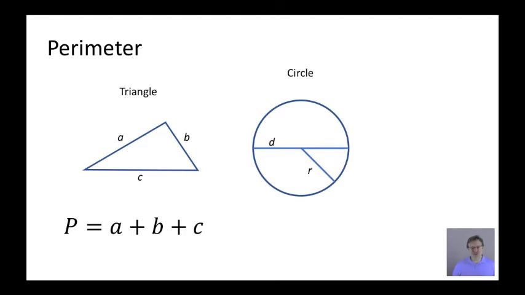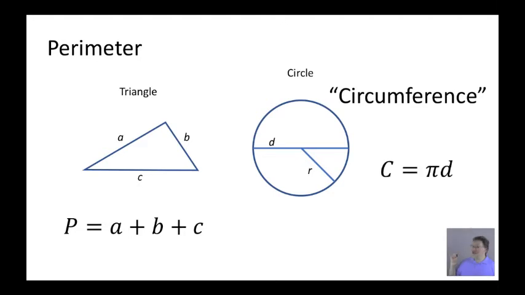We have a special term for perimeter of a circle. We use the term, not perimeter, we use the term circumference. And you might be aware from some popular discussions of this, but there are 2 ways in which we can calculate the circumference of a circle. The first is by taking the diameter of the circle, that's the distance across the circle going through the center, and simply multiply that by the number pi.